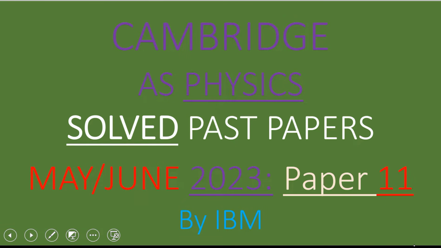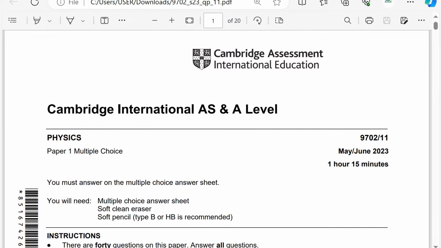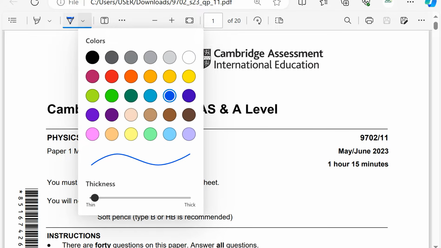Today I got the courage to solve past paper multiple choice questions for the May June series 2023, and I would like to take you to the question paper directly. So without wasting time, this is the question paper that I'm solving, and I'll start solving it right away. So I'll select my pen.